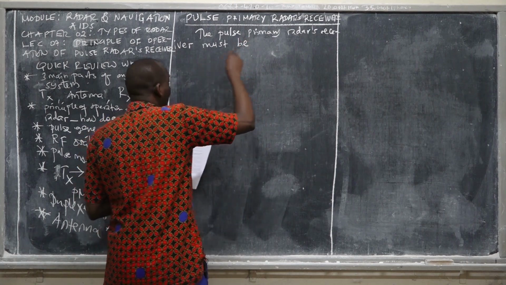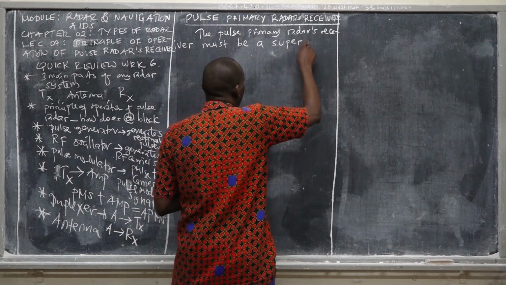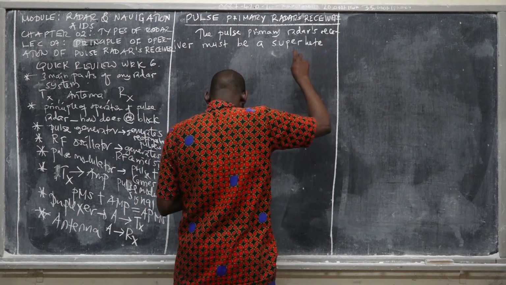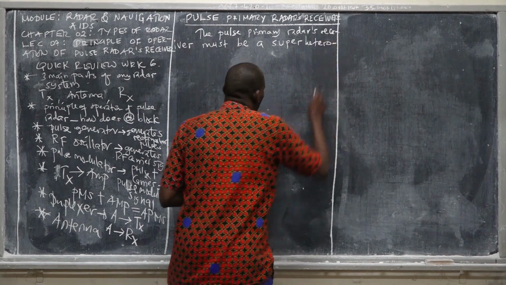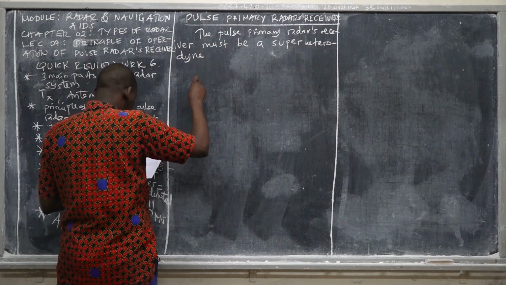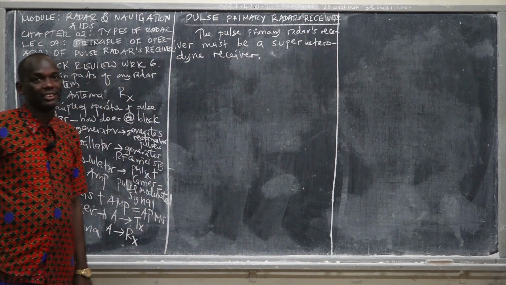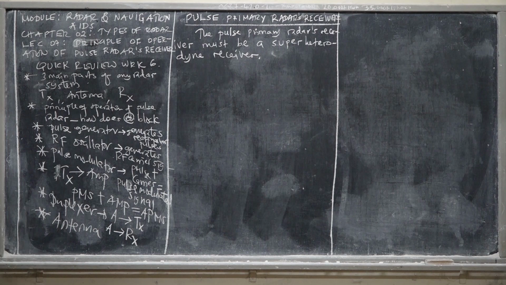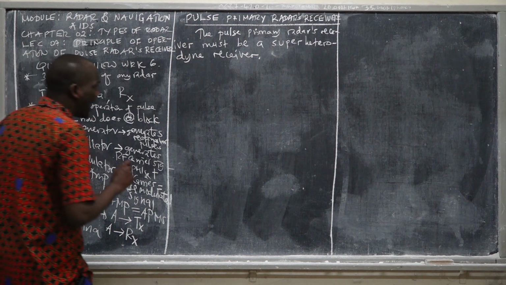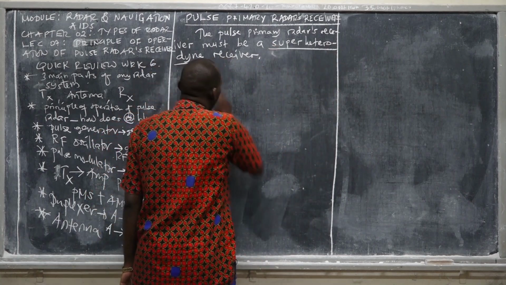be a superheterodyne receiver. So this is the new vocabulary, just like when you heard the word transponder. A radar receiver, or a pulse primary radar receiver, must be superheterodyne. Say superheterodyne.